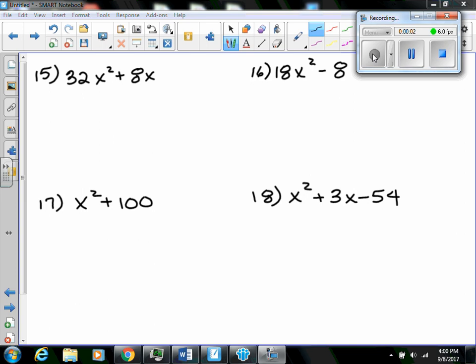Okay, guys, for numbers 15 through 19 in your review, the instructions ask you to factor each expression and then multiply to check your work. I'm going to let you do the checking on your own. I'm going to do the factoring.